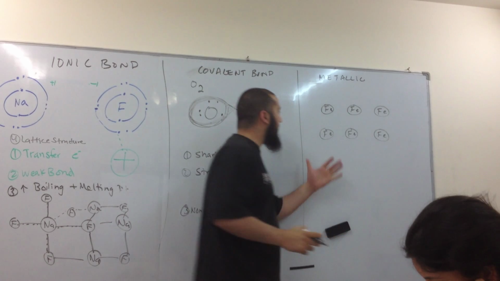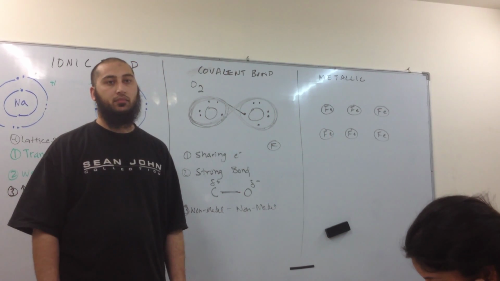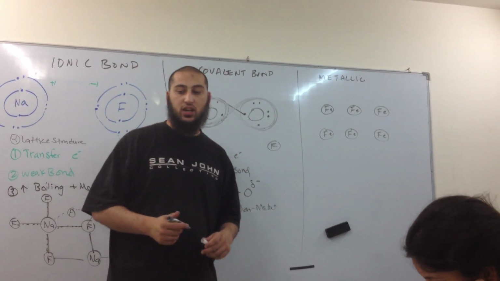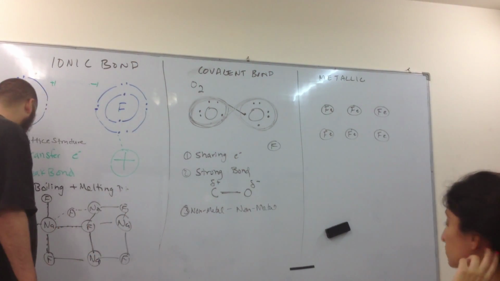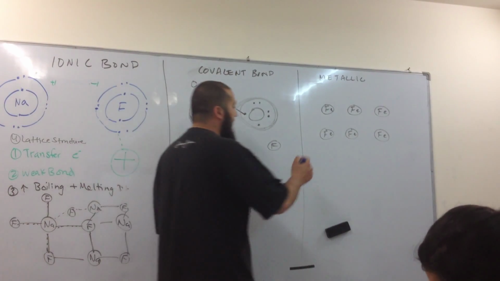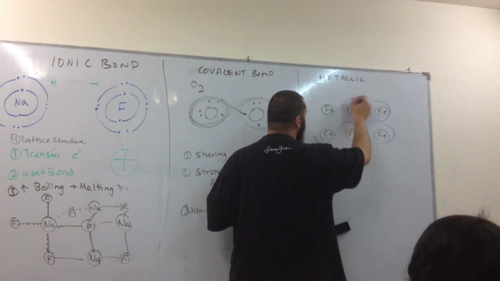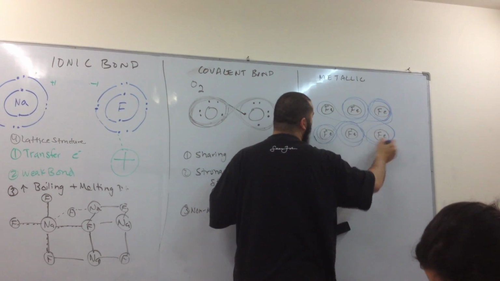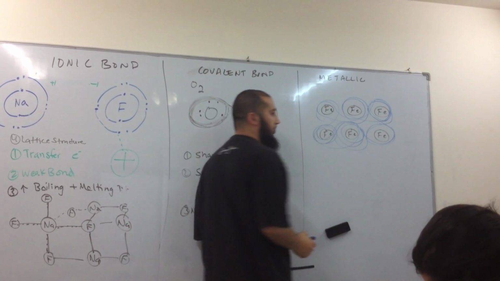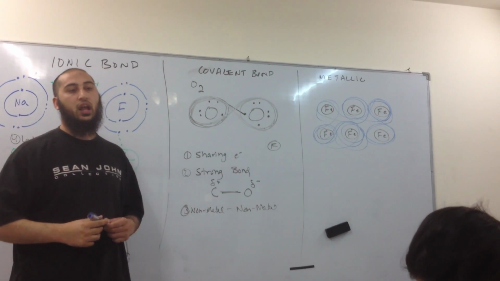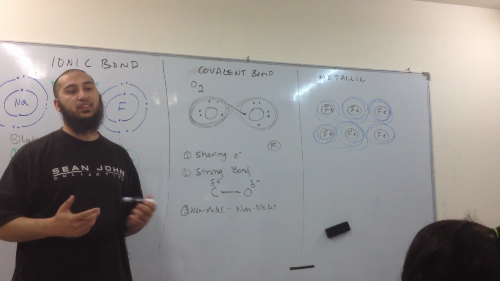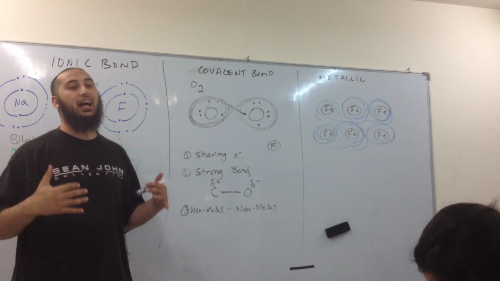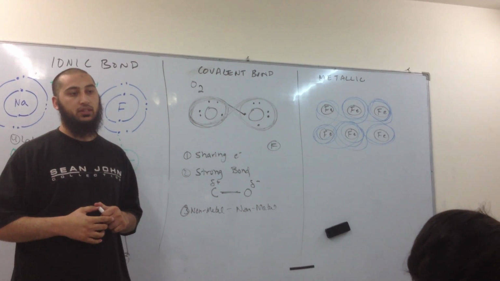So we have the nuclei spread evenly apart. Now, they have their own electrons, but they also have something called free electrons. Free electrons are electrons that are shared by everyone. They don't belong to anyone. How many free electrons are there? It's described like a sea of electrons, so there are a lot of free electrons.